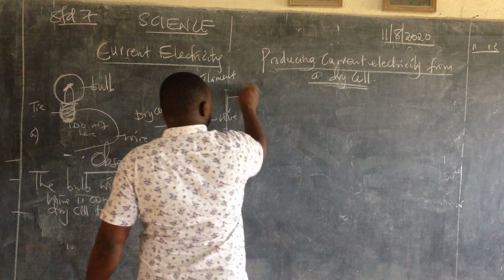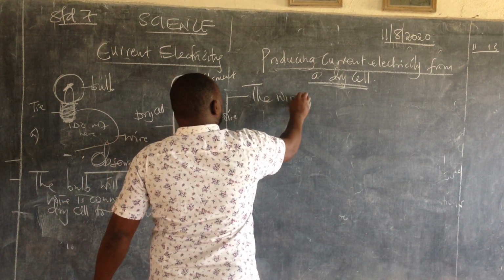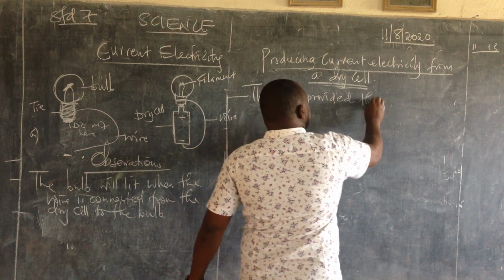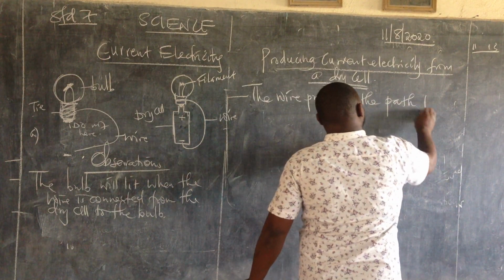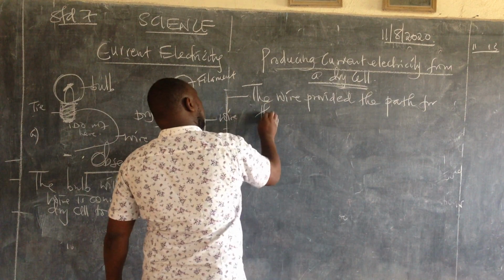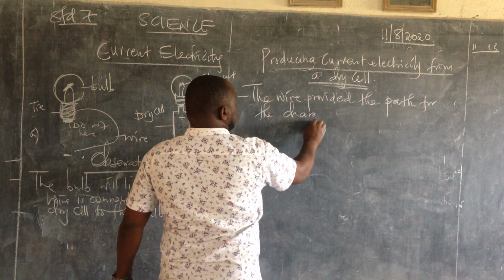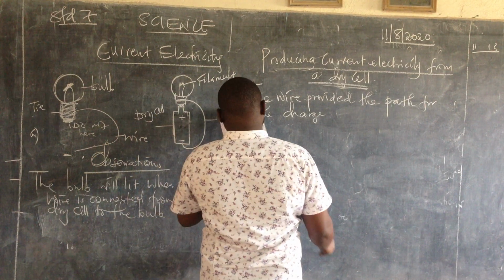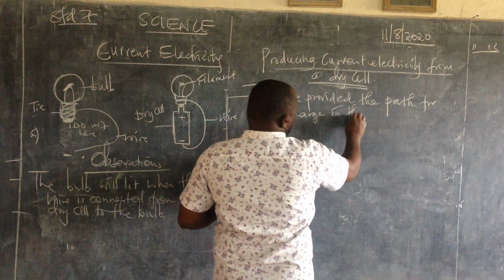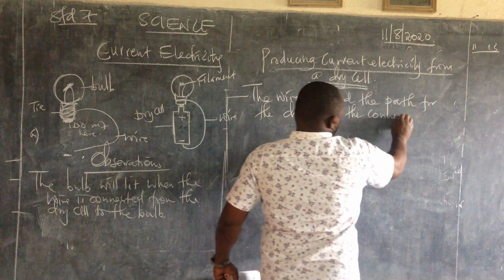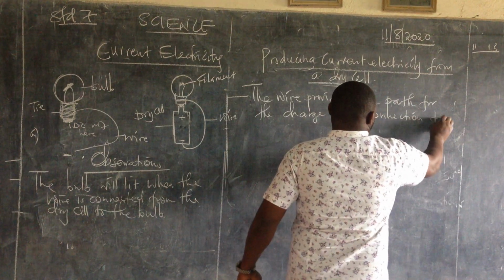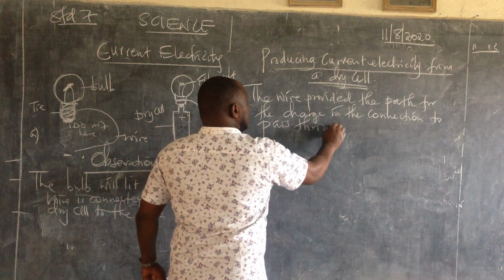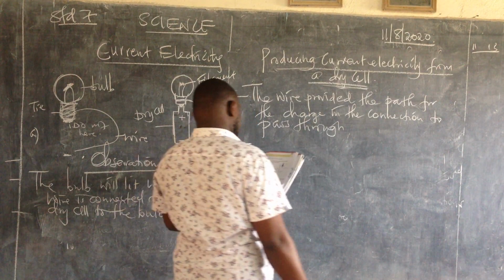The wire provided the path for the charge in the connection to pass through the bulb.